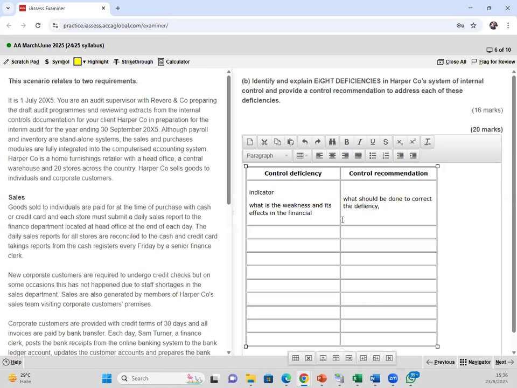For this one, if it's someone who must do it, or if it's a time frame, we need to know how frequent it must be done, and who must do it. So in the test of control and the control recommendation, that must be clearly brought up.